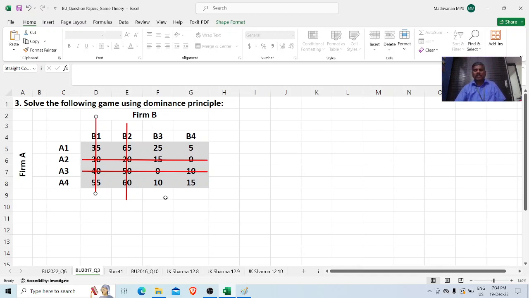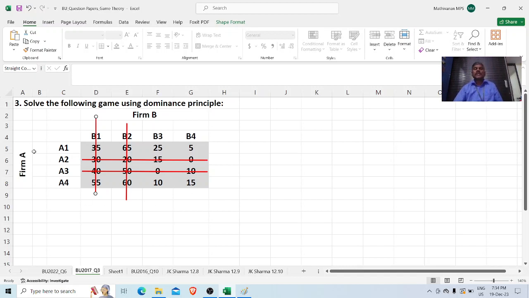We will compare the column. B3 column, 25 points loss, 10 points loss. When we compare with B4, here only 5 points loss. So which strategy is better among B3 and B4? B3 is better when firm A is using A1 strategy. When we compare these two strategies, B3 and B4, when firm A uses the fourth strategy, B4 will result in more loss.